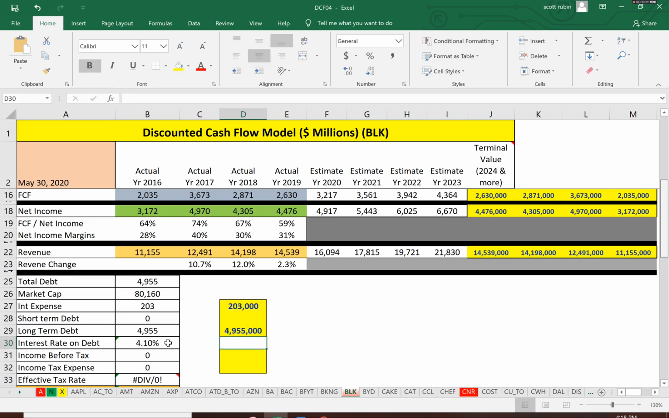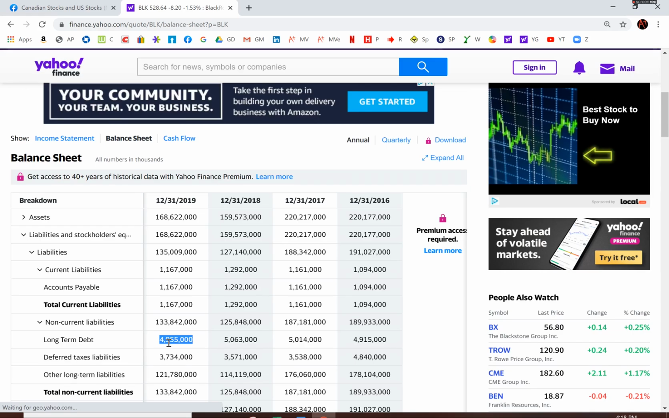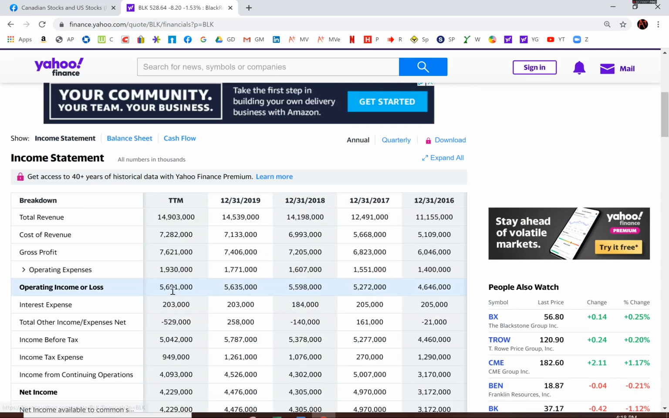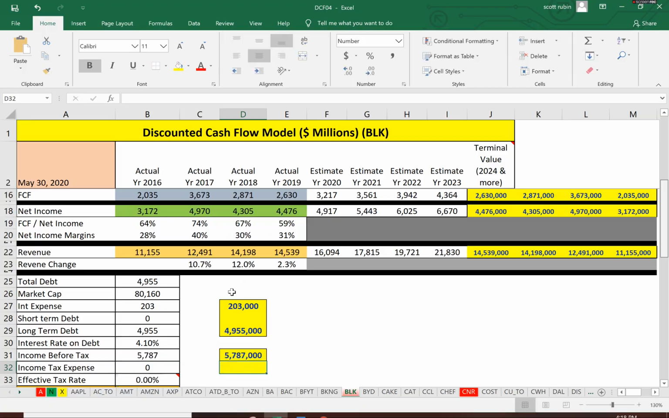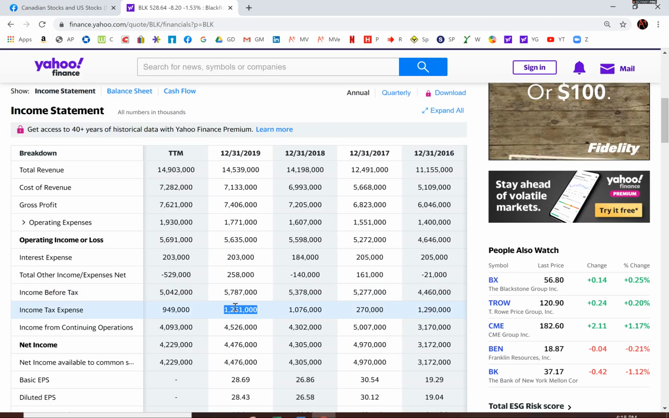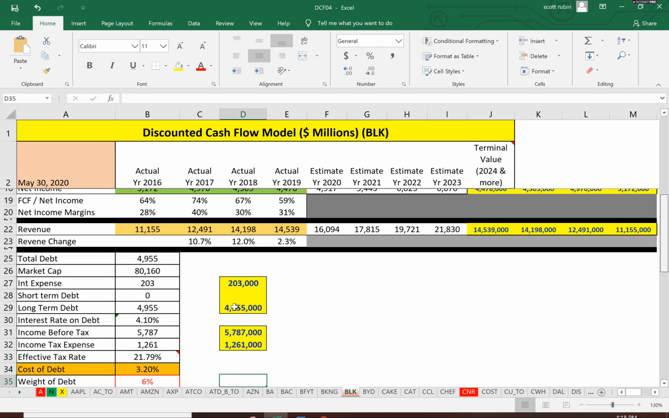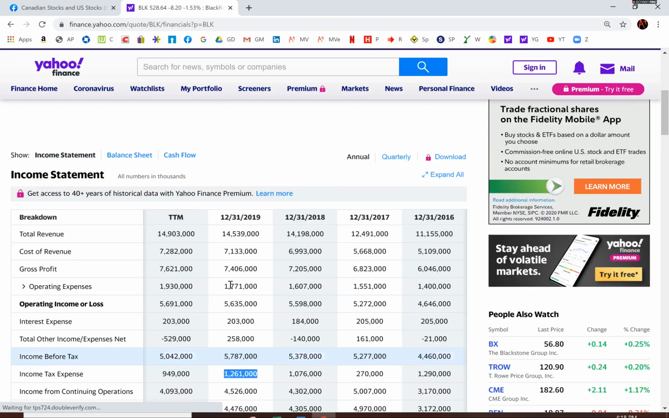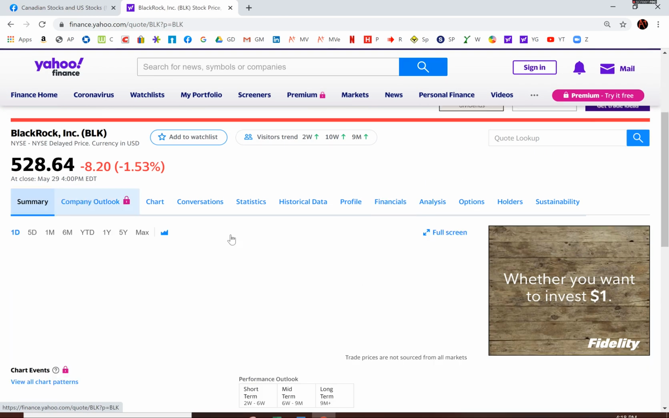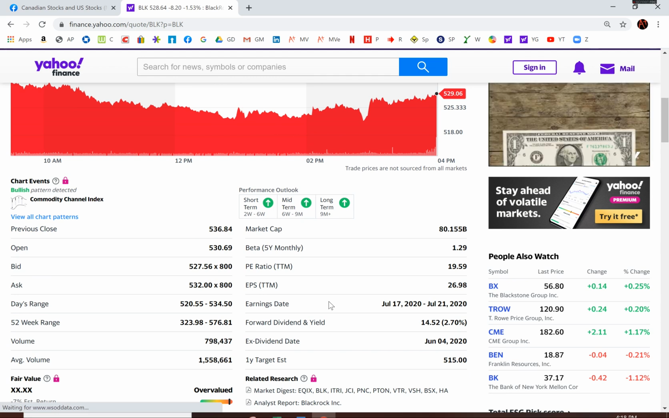And interest payments on debt are tax deductible. So let's find the effective tax rate. So the income before tax, 5.8 billion, and the income tax, 1.3 billion. So the effective tax rate is 22%. So the cost of debt is 3.2%, and they only have 6% of debt in the capital structure, which is pretty good. Next, we need to figure out the cost of equity, and we need the beta, which is 1.29.